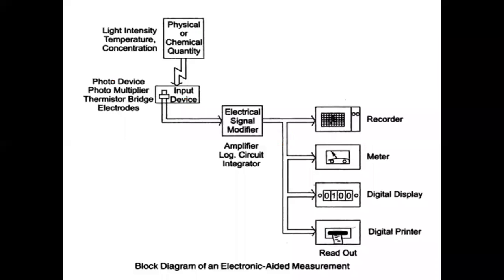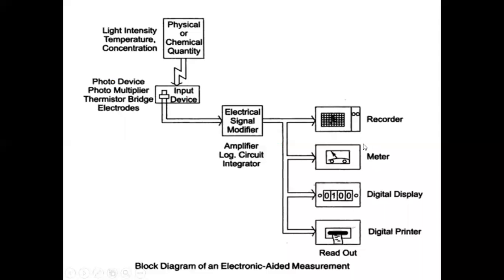Therefore, a signal conditioning system, or electronic aided measurement, works like this: a physical quantity is measured, later it is measured by photo devices, photomultiplier, etc., and it is given to the signal conditioning system, where the signal has to be converted into different forms. By different forms, it may be an amplifier, it may be a modifier, and finally it gives the signal to the display device, that is, the output device.